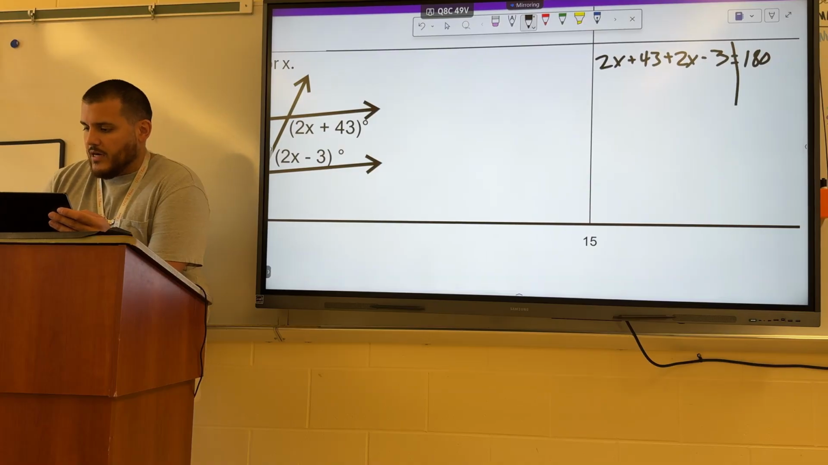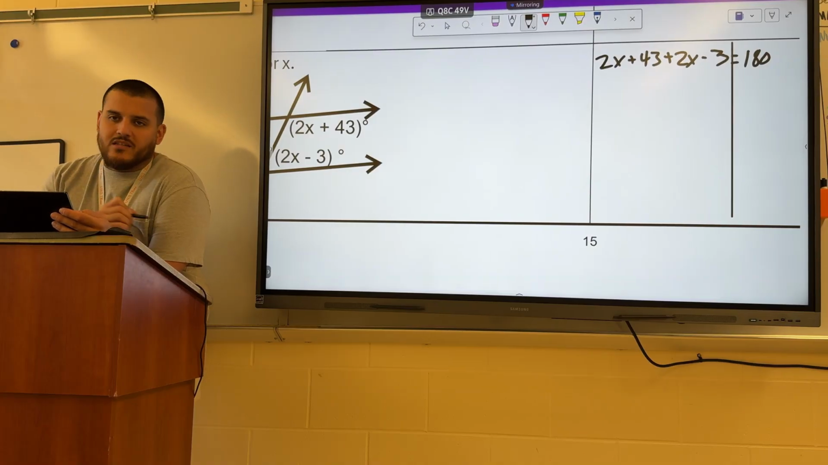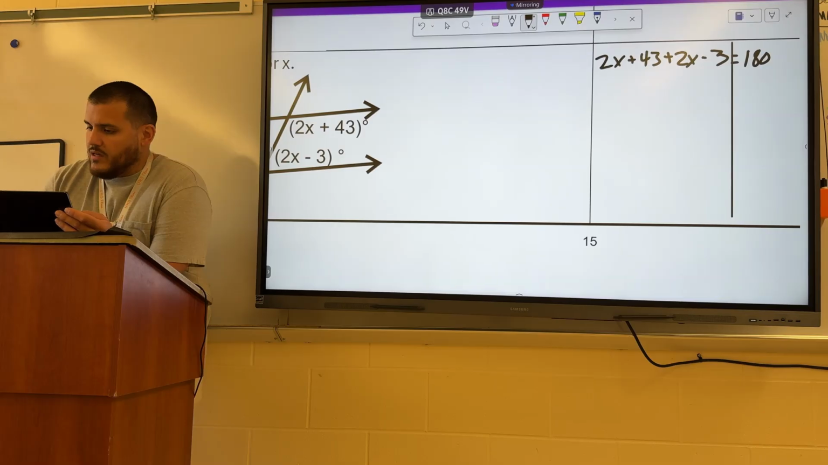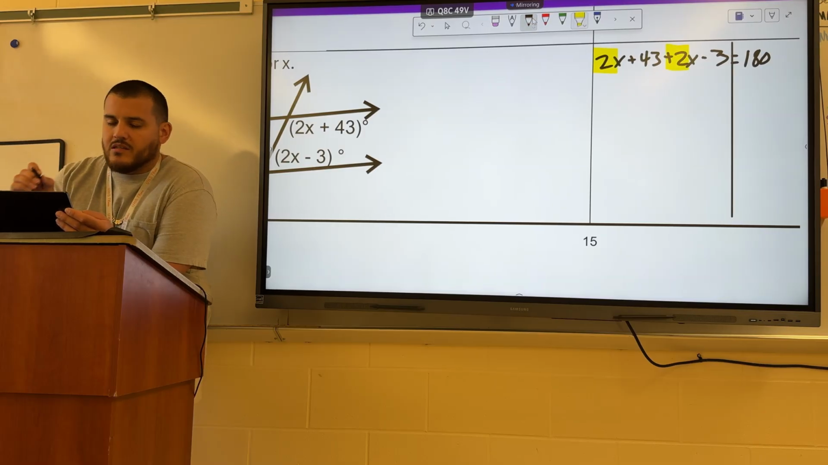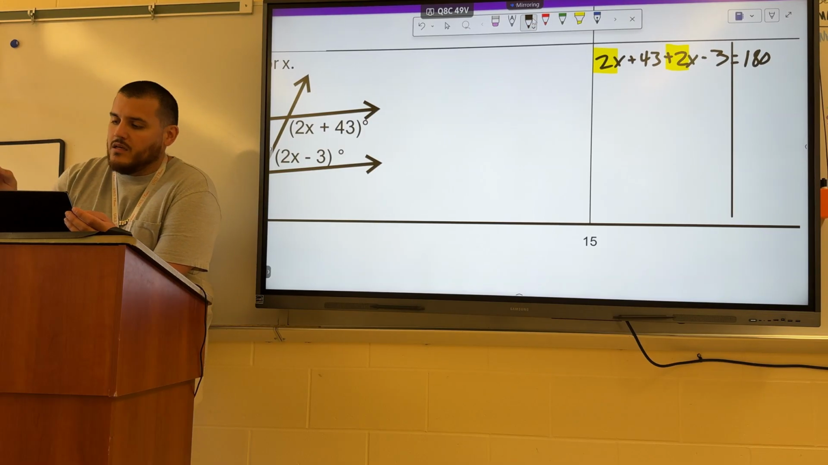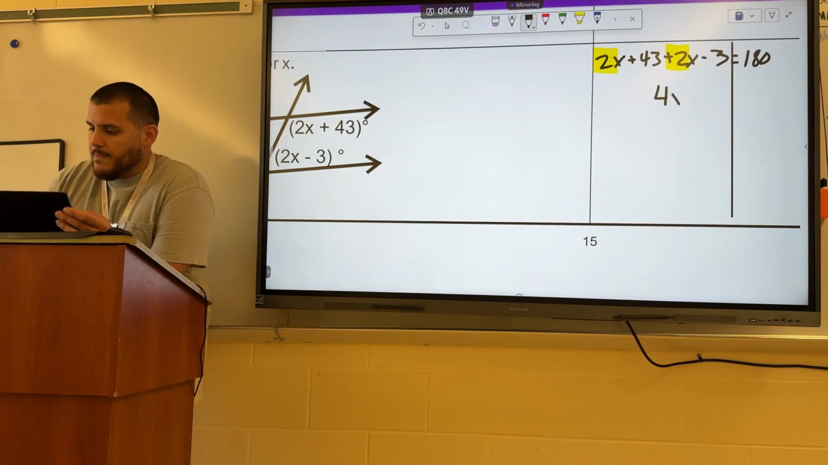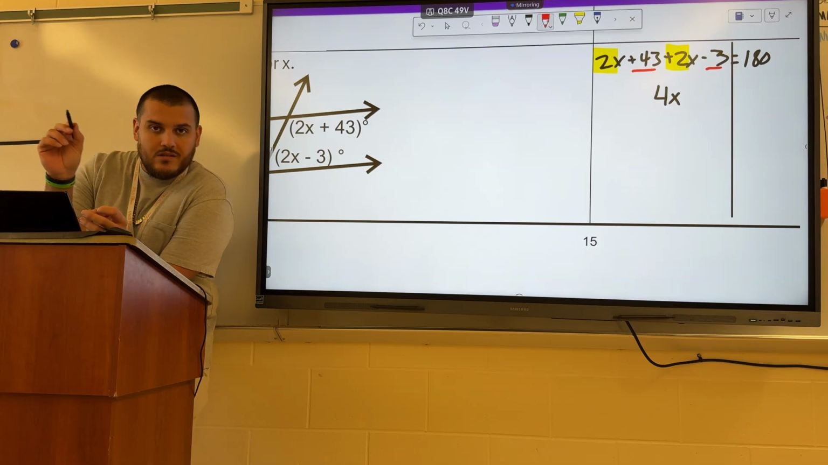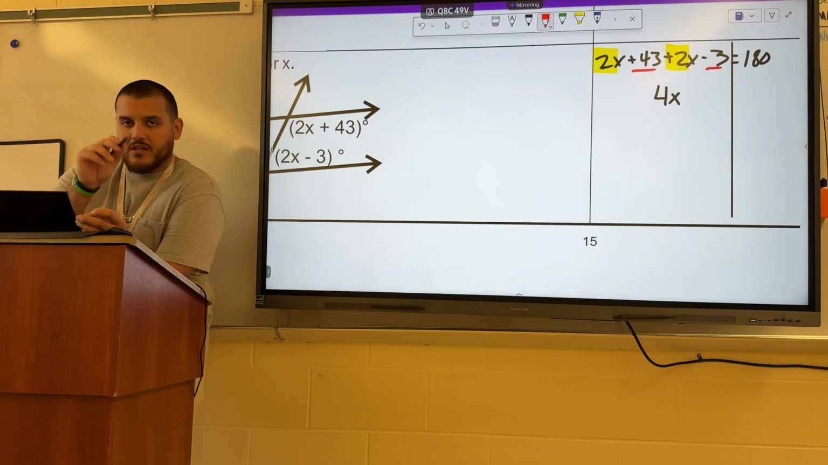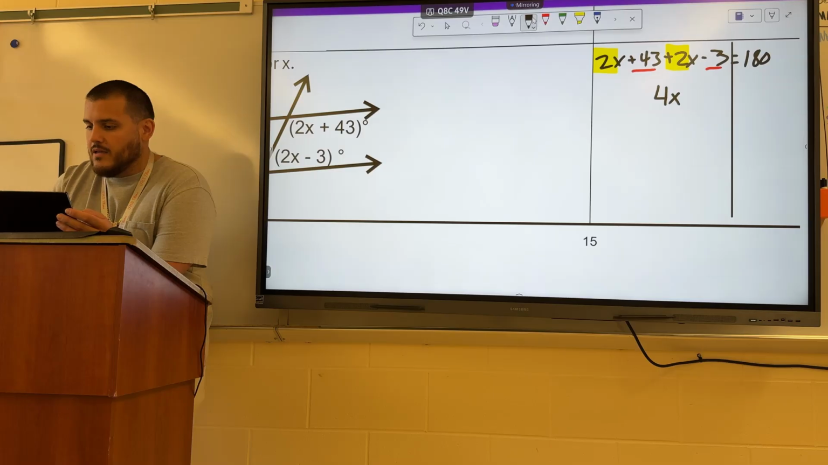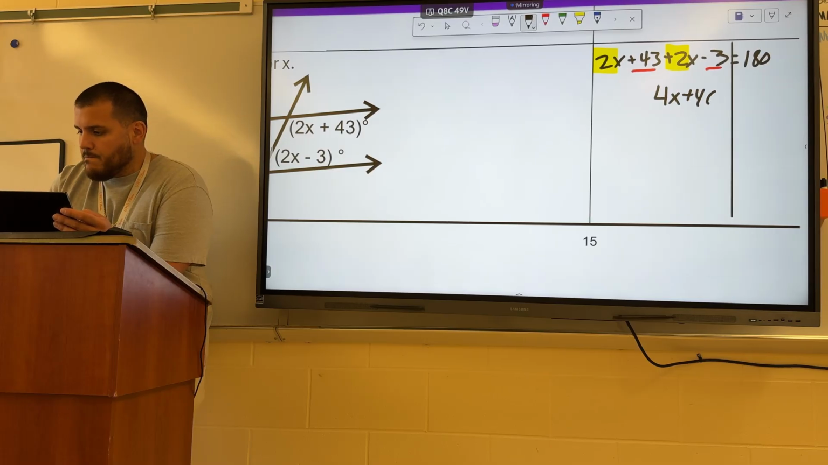We're doing algebra from there. Got to combine like terms. First, 2x plus 2x here on the left side of the equal sign. They're on the same side, so I use the same sign. That gives me 4x. I got a positive 43 and a minus 3. They're on the same side, so I use the same signs that they have. Positive 43 minus 3 gives me the plus 40.